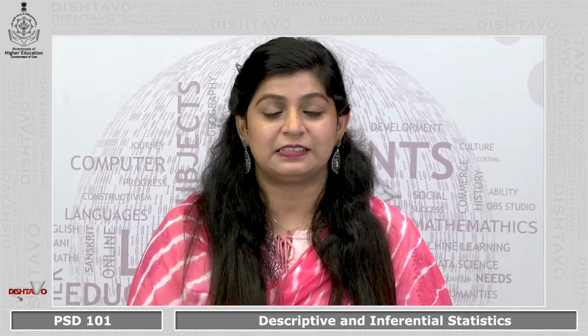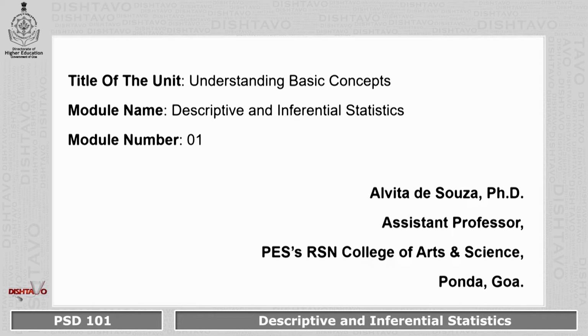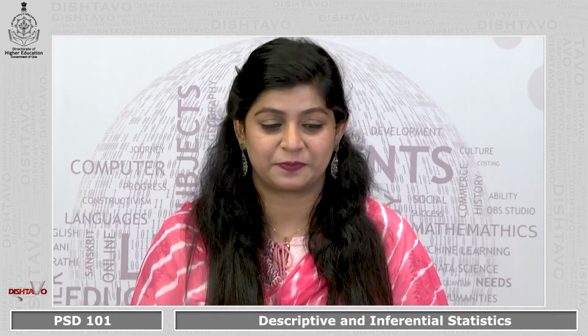This course is designed for psychology students belonging to semester 5. The title of the paper is Statistics for Psychology. The paper code is PSD 101. The module name is Descriptive and Inferential Statistics, and this is your module number 1. I hope you all will enjoy learning this module.